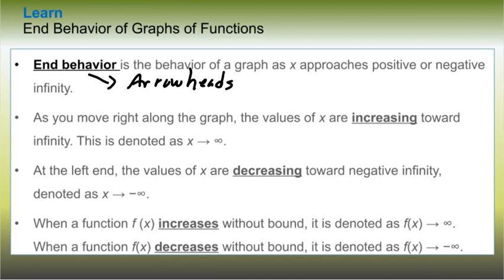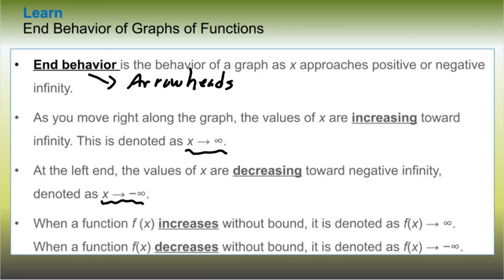As you move along the graph, the values of x are increasing towards infinity. This is denoted as x, and with the arrow, we would say x approaches positive infinity. At the left end, the values of x are decreasing. So when you go left, you're decreasing towards negative infinity. And we would denote that as x with the arrow approaches negative infinity.